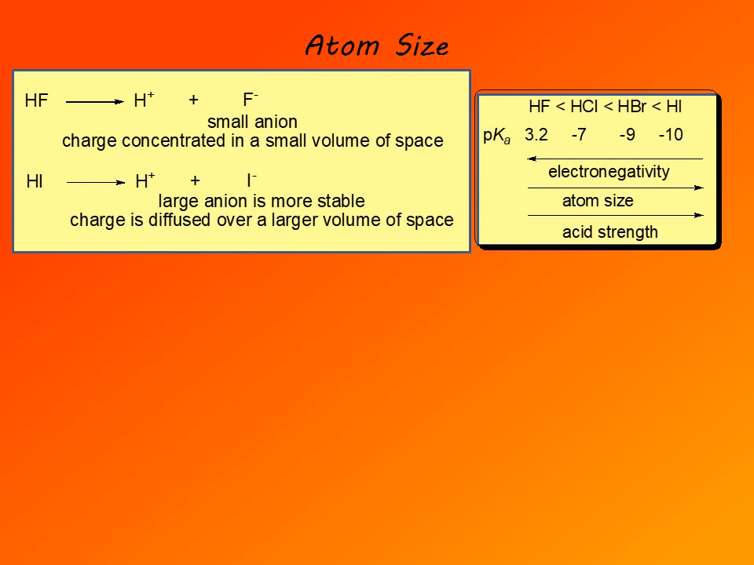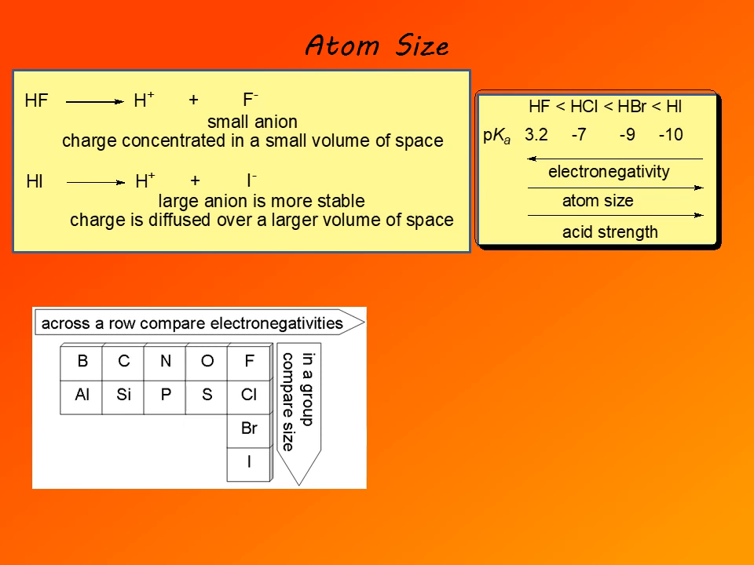So we can see that atom size is more important and related to acid strength. So as we go down a group of the periodic table, atom size increases and acid strength increases. So in this case, atom size plays a more important role than electronegativity. And as I just explained, that's because with increasing atom size, the corresponding conjugate base is more stable and therefore a weaker base.